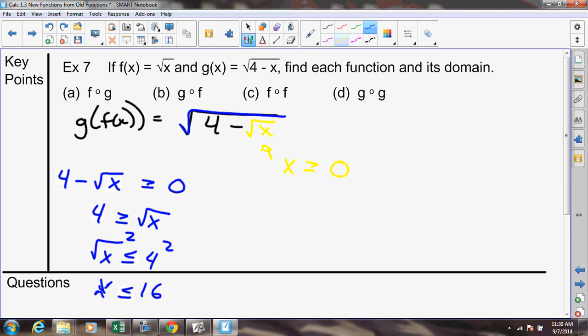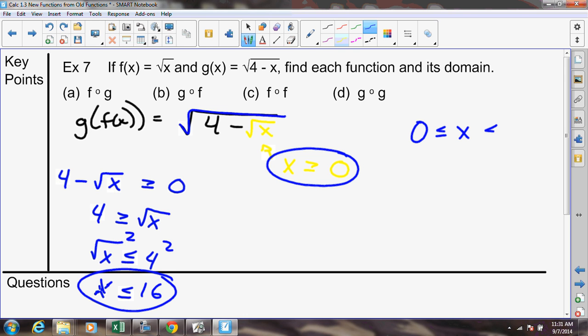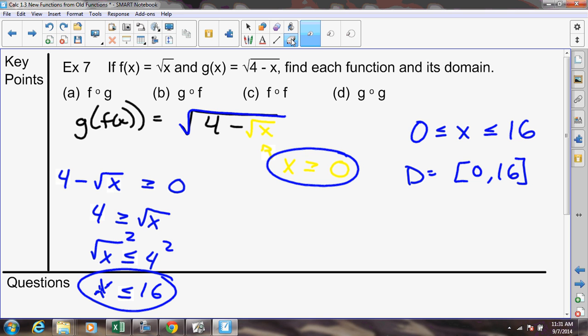Well, this gives us 2 criteria. We have to have numbers that are bigger than or equal to 0, or else we run into problems with the yellow root. But we also have to have numbers that are less than or equal to 16, otherwise we have problems with the blue root. When we put those 2 answers together, we have to have bigger than 0, smaller than 16, which we could write out in interval notation. Domain is everything from 0 to 16. You try plugging in a 17, and we're going to run into problems. We'll be forced to work with the complex numbers. We'll be forced to work with i, and we can't. Not in calculus. We work only with the real numbers.